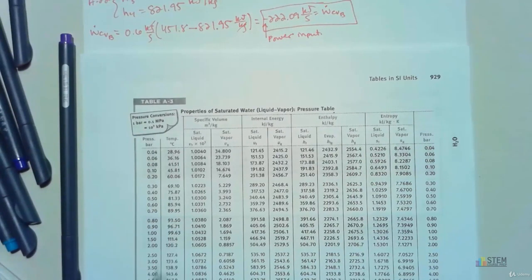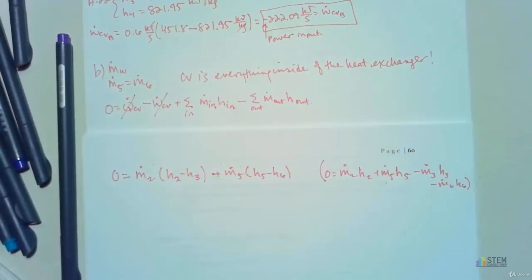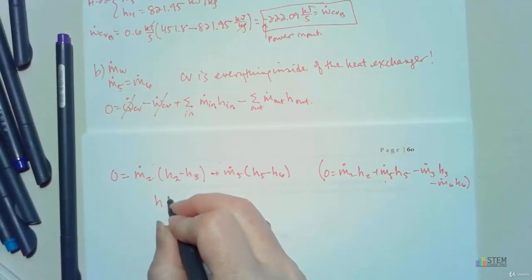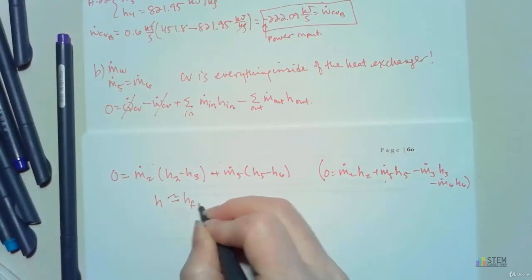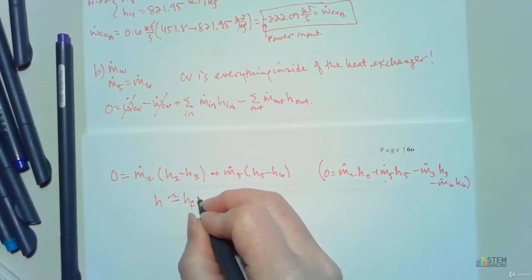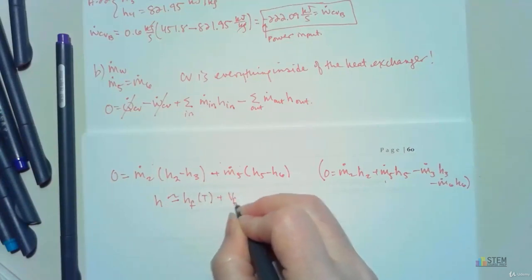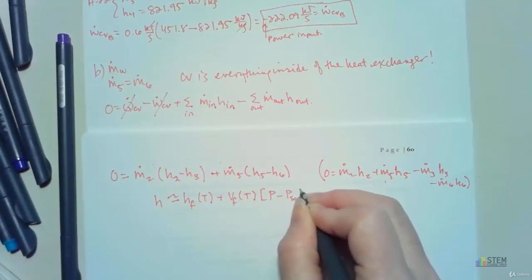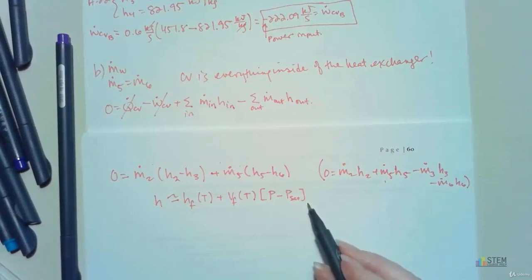Now remember, we can make an assumption that that is approximately equal to the value from the liquid vapor table. And if you remember from that section when we were doing approximations, we wrote down that our enthalpy could be approximated with HF at your given temperature plus VF at your given temperature times the pressure minus the saturation pressure. So we're going to use this equation to do our approximation.